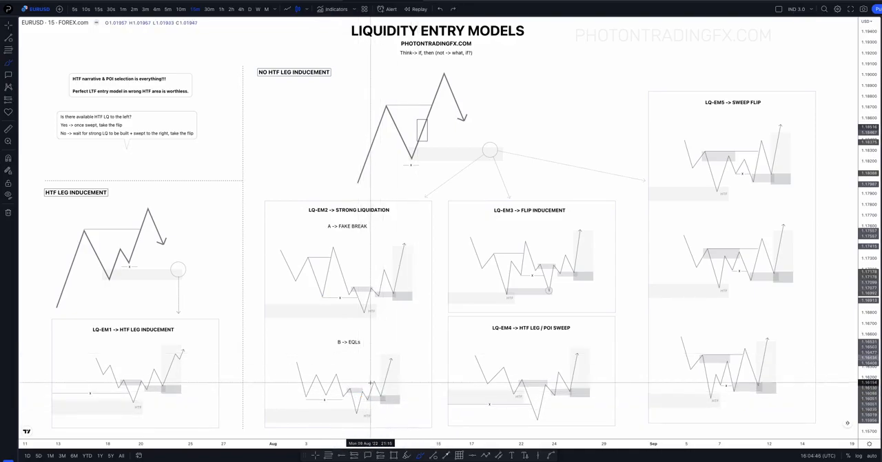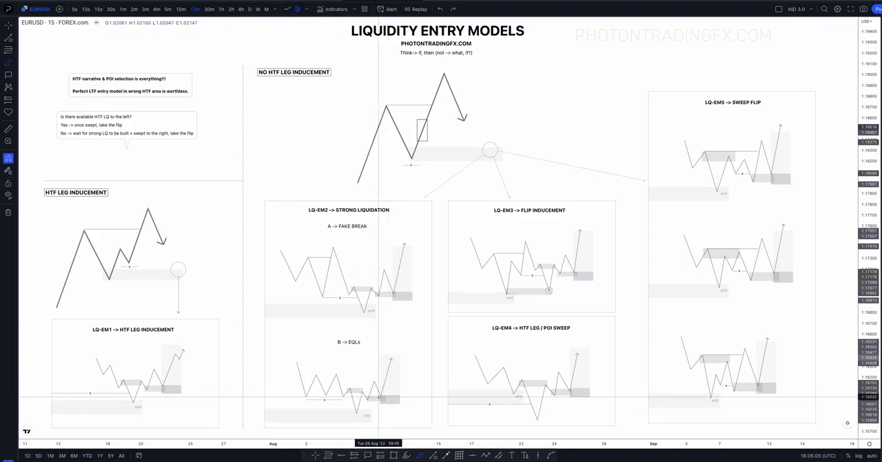Now again, not 100% foolproof. Sometimes it's going to come down to here, it's going to come down to here, and then you may want to look for another entry, or there are going to be other entries that you can look for. It's not always just going to work picture perfect like this, where price just comes in and does this, okay? This is just saying that in this scenario, once you've seen that liquidation and then you see that first flip, then you can get involved, right?